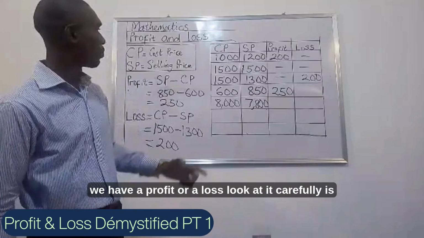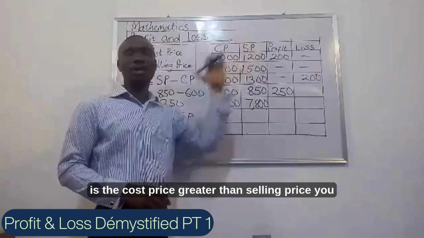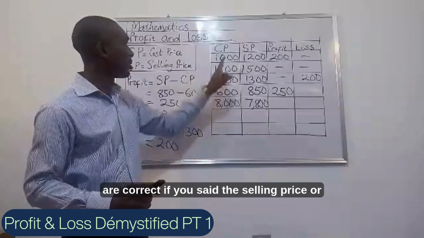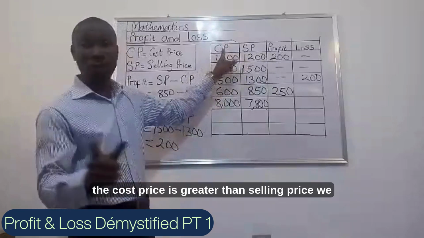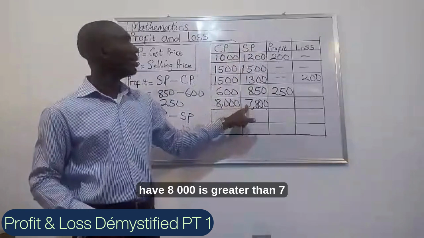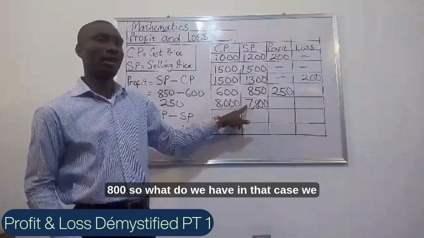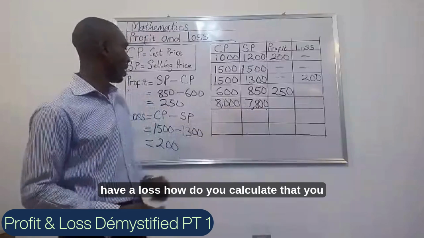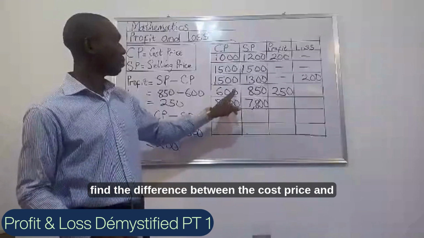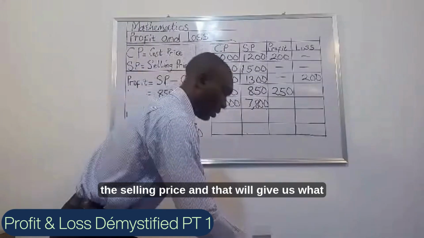Look at it carefully. Is the selling price greater than the cost price, or is the cost price greater than the selling price? You are correct if you said the cost price is greater than the selling price. We have 8,000 is greater than 7,800. So what do we have in that case? We have a loss. And how do you calculate that? You find the difference between the cost price and the selling price.